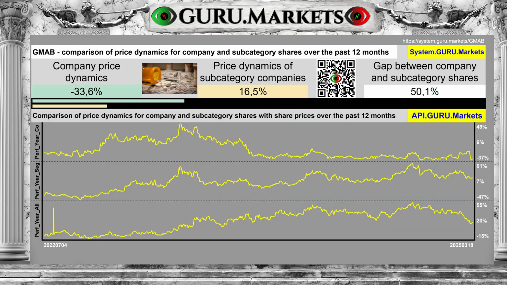Comparing the dynamics of a company's share price, Genmab ADR, and subcategory shares, we can see that over the last 12 months, the stock Genmab AS showed dynamics of minus 33.6%, against the price dynamics in the subcategory of 16.5%. This definitely doesn't mean anything, but you need to take note of this fact.